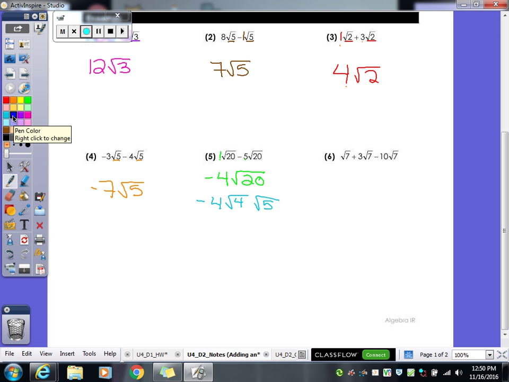What is the square root of 4? 2. Bring down my radical 5. And again, what do I do with this negative 4 and this 2? Multiply them. So what's our final answer here? Negative 8 radical 5.